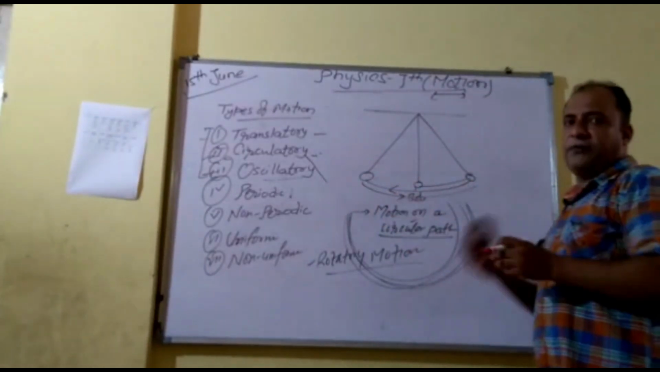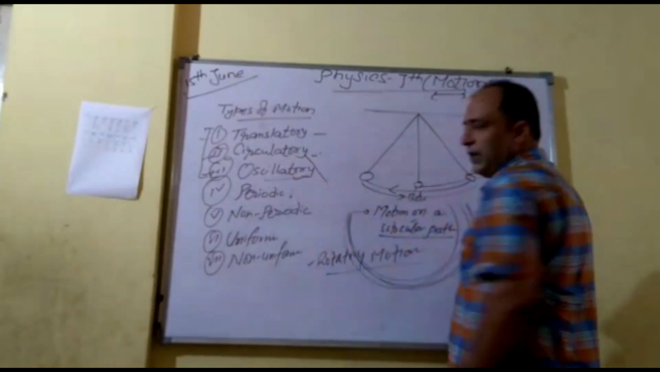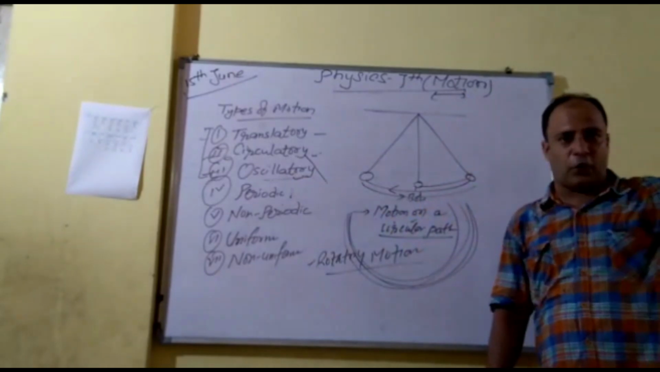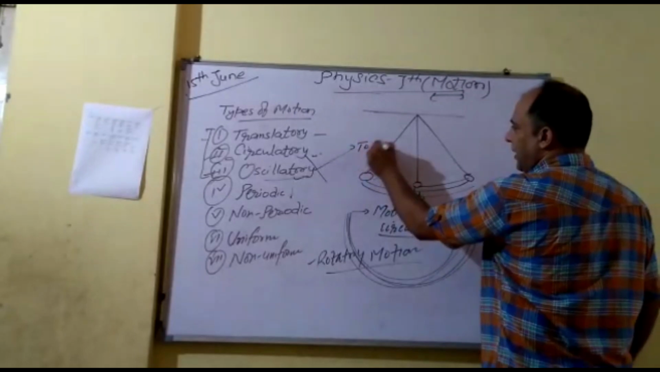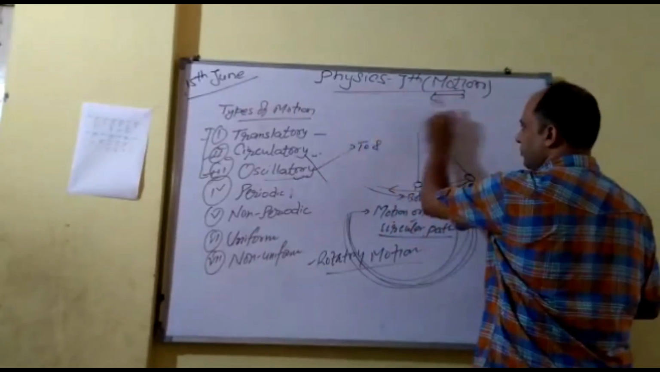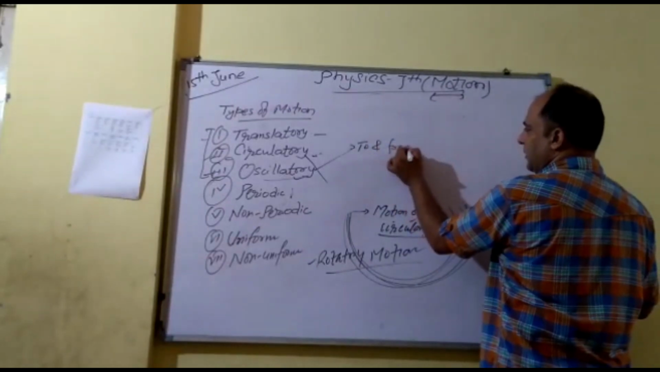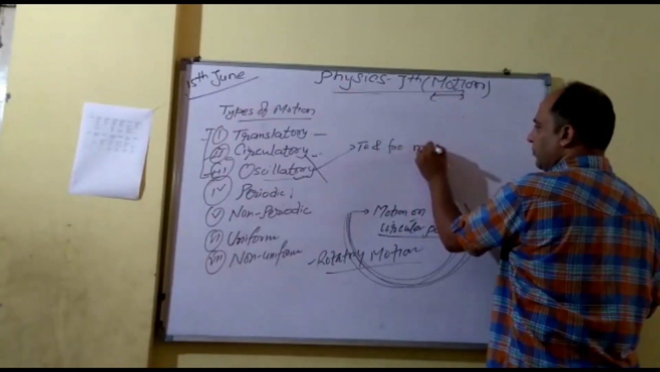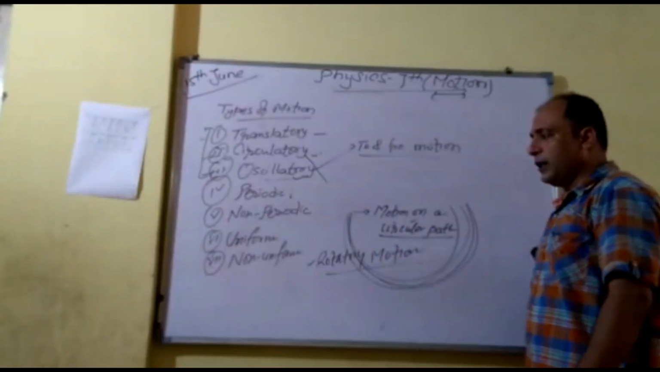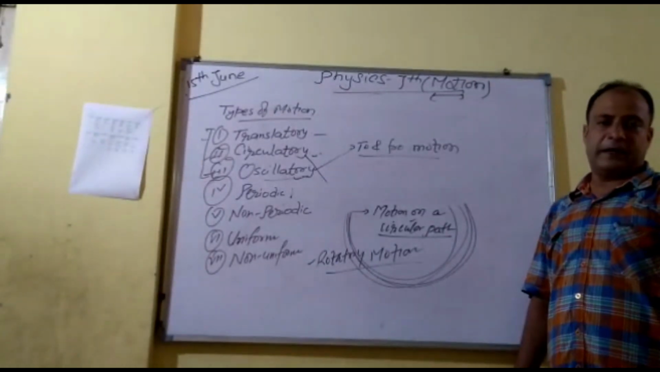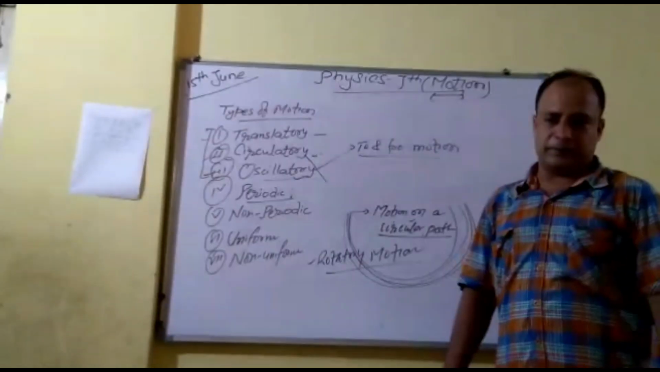Now how to define this? This is called oscillatory motion. What is oscillatory? It means to and fro motion about its mean position. In short, this is to and fro motion. That is also known as oscillatory motion, about the mean position. Another type of motion is periodic motion.